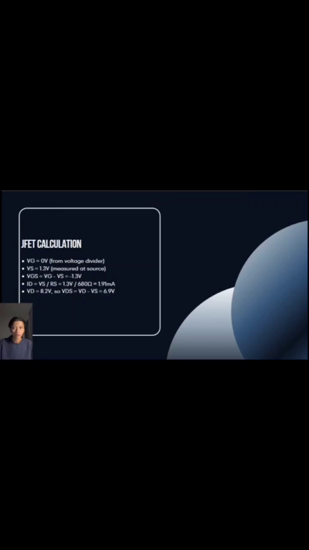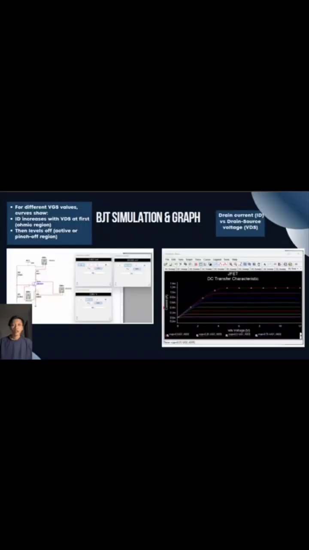Finally, to get VDS, we use VD minus Vs. VD was 8.2 volt, so VDS equal 8.2 volt minus 1.3 volt, which is 6.9 volt. This result matches our simulation, proving that the transistor is biased properly and operating in the active region. So next part is JFET simulation and graph.